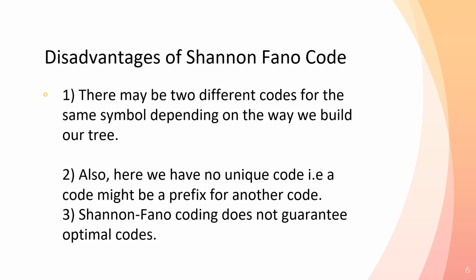Whenever we are moving from one coding to another, definitely the previous one might have had some drawbacks. The drawback associated with Shannon-Fano code is that there may be two different codes for the same symbol, depending on the way the tree is built, right? So it is not an optimal code, and it does not follow the instantaneous code or prefix encoding. That is a major drawback, and it does not guarantee optimal code.